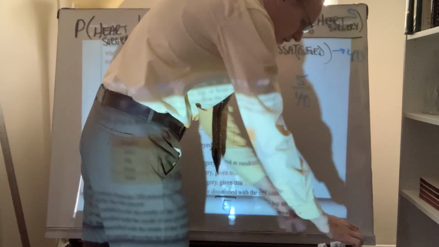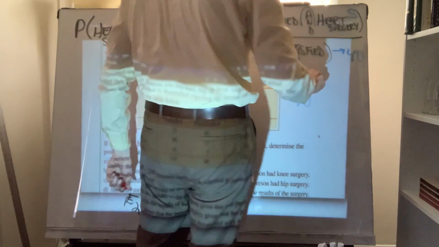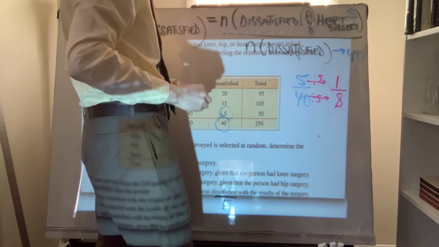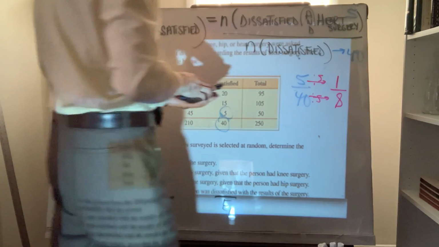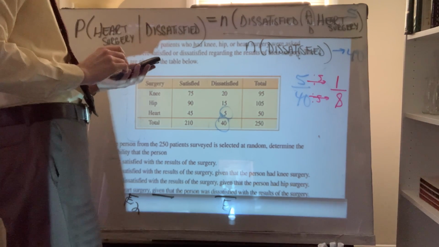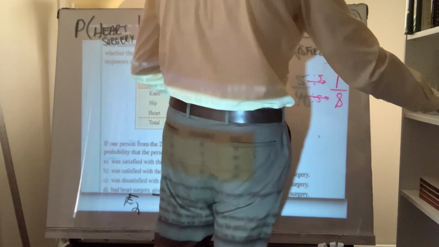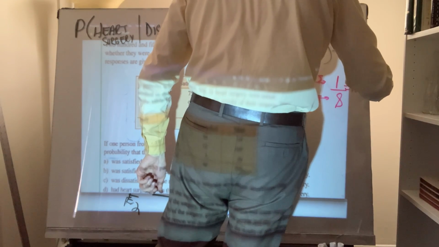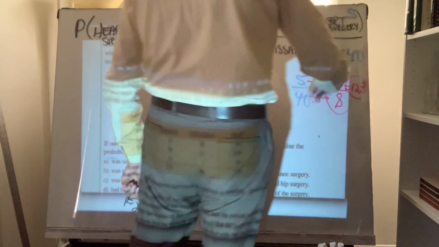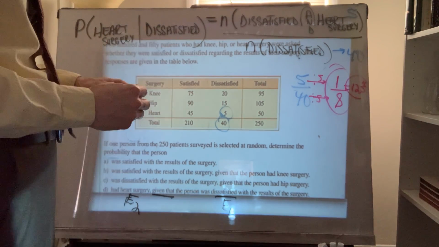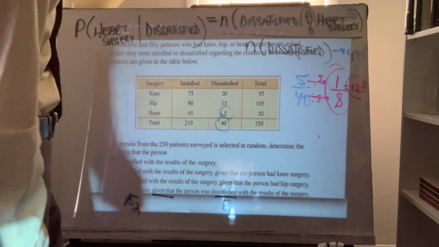Which can be simplified to 1/8, dividing by 5. And what is that? 1 divided by 8, pardon me, almost 13%, that is 12.5%, 1/8. Okay. And there you have it.